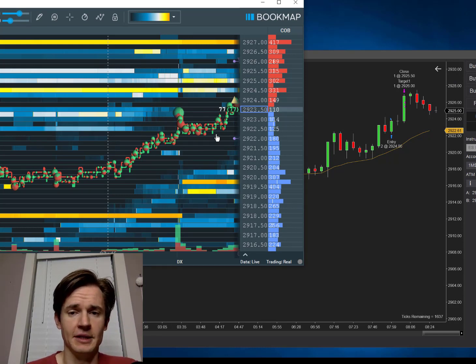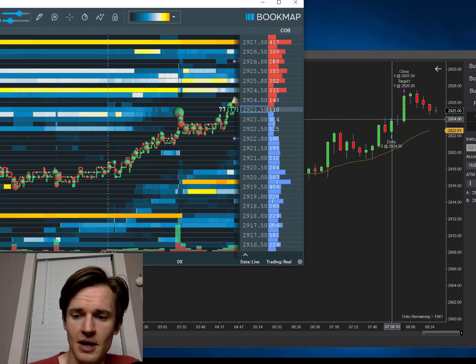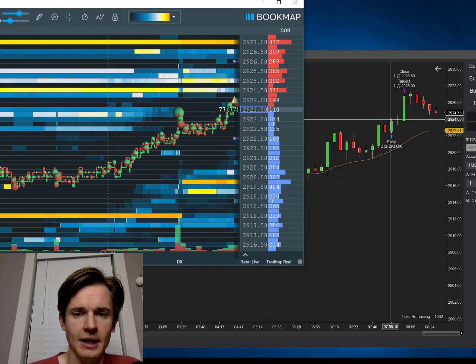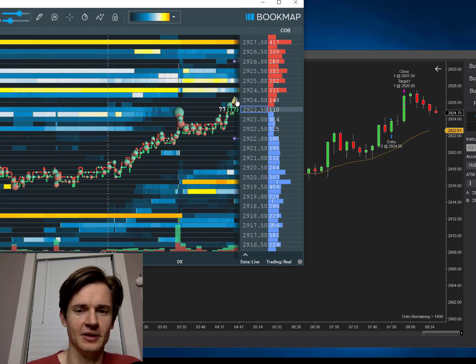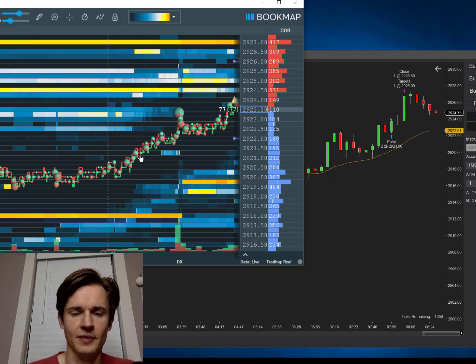So right now what you're looking at is exactly what I was looking at when I entered the trade. I entered this trade around 7:59-ish, 8 o'clock-ish on Central Time. And this little triangle here, if you can see this little triangle in Bookmap, that signals where I entered the trade. And so this is what I was looking at. Obviously, this is going up because this is going up. So this is just a different way to look at a chart, basically.